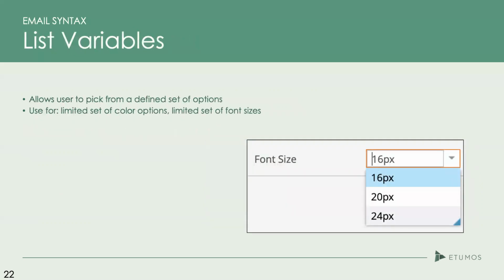List variables allow users to pick from a defined set of options in a drop-down menu. Some use cases include a limited set of color options or a limited set of font sizes. Keep in mind that the value the user sees will be the exact value in the HTML, so it will need to be fairly intuitive.